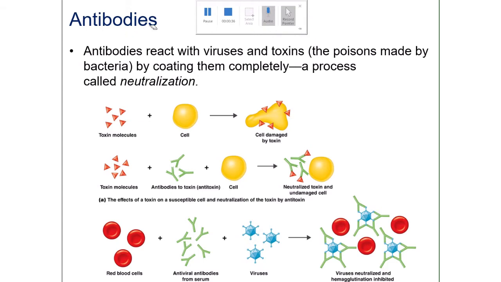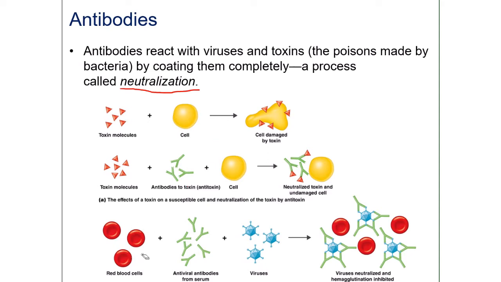So antibodies work by coating these viruses or toxins, and it will cause them to become neutralized. So this is called neutralization. So here you can see some toxic molecules produced by the bacteria, and if you expose your cells to it, then it's going to damage the cell and potentially destroy them, okay, making you sick. But in the presence of antibodies, the antibodies will bind to the toxin and neutralize them, so they are not going to be able to attach to your cells. So that's a good thing.